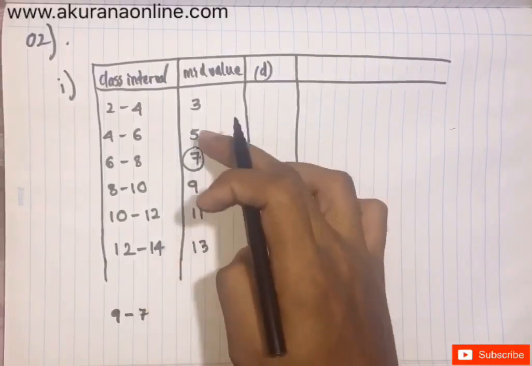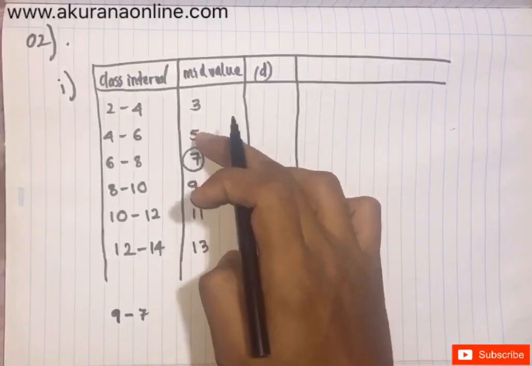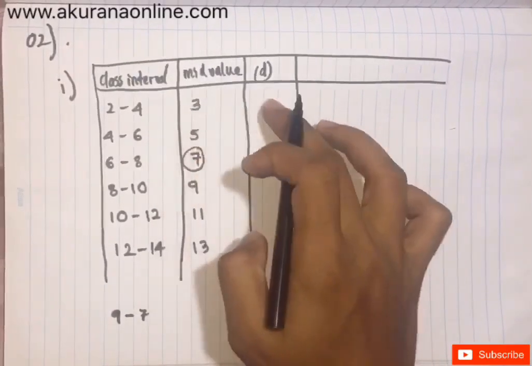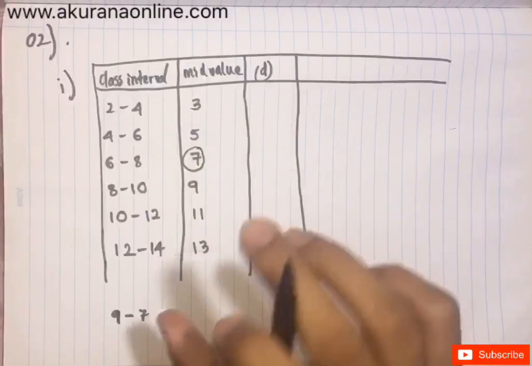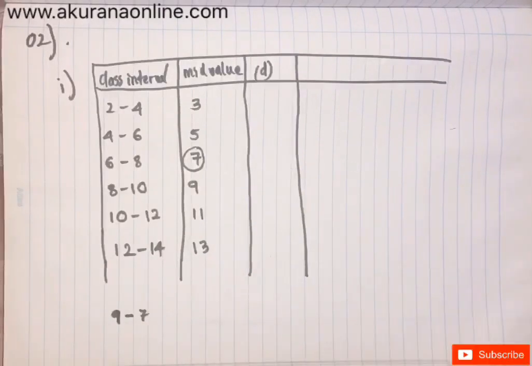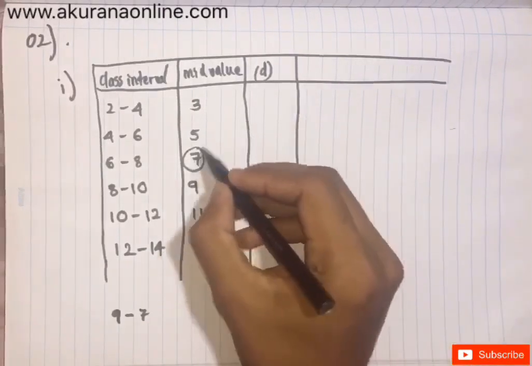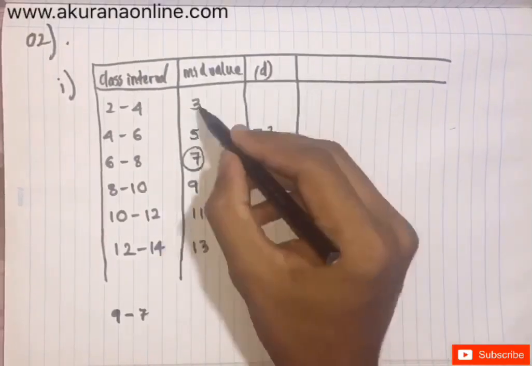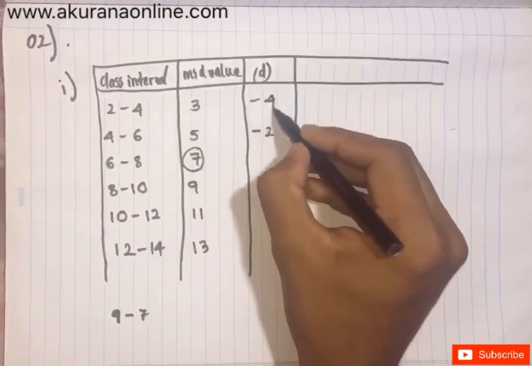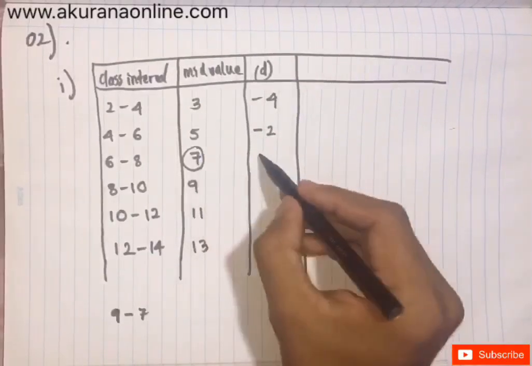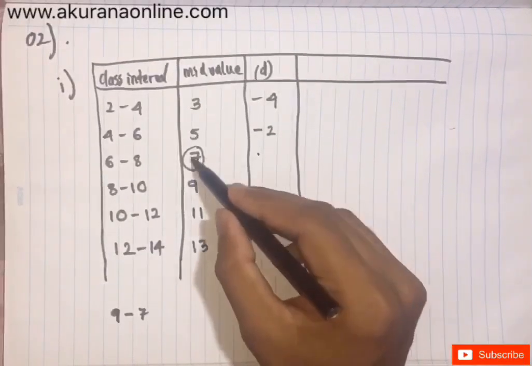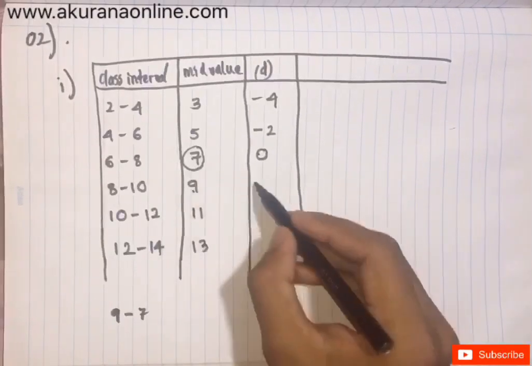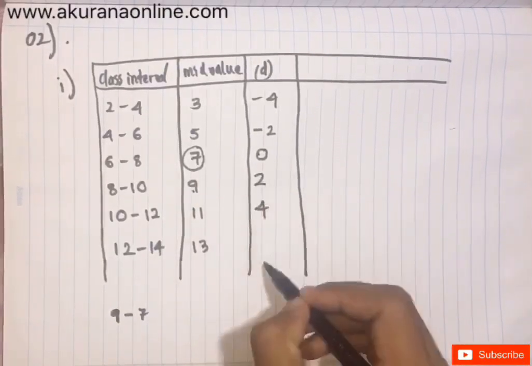Now here you have to subtract 7 from 5 and then write the answer here. 7 from 3 and write the answer here. That is the deviation from the assumed mean. Now say I take 5 here. 5 minus 7 is equal to minus 2. Here 3 minus 7 is equal to minus 4. Here 9 minus 7 is equal, 7 here. 7 minus 7 will give you 0. And here 9 minus 7 will give you 2, 4 and 6.